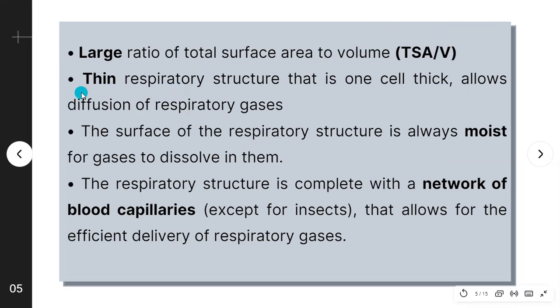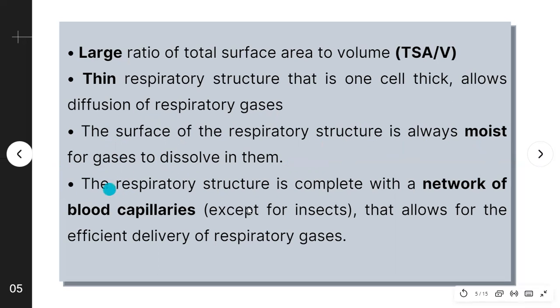Next, a respiratory structure should also be thin. How thin is it? It should be one cell thick, which is very thin. This is to allow the easy diffusion of respiratory gases. And next, the surface of the respiratory structure is always moist, for gases to dissolve in it. So oxygen or even carbon dioxide can dissolve in it, and this can speed up the process of gaseous exchange.